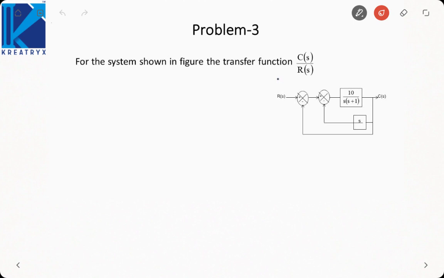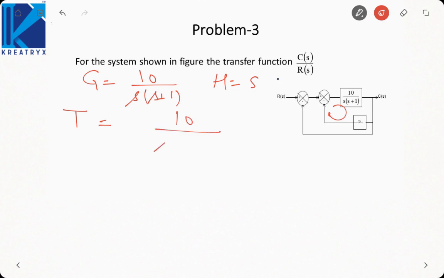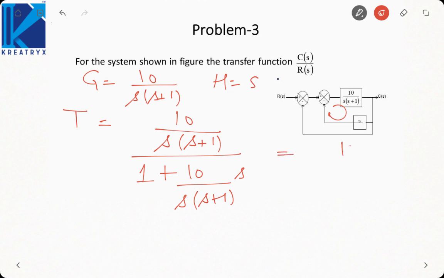Here we have been given two feedback loops. So let us first simplify the inner loop, this loop. Here the forward path is 10 upon s plus 1. The feedback path is s. So the transfer function would be G upon 1 plus GH. Okay. So it would be 10 by s plus 11.